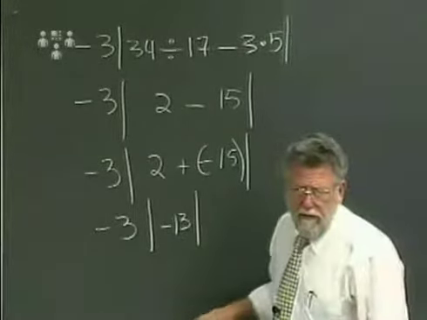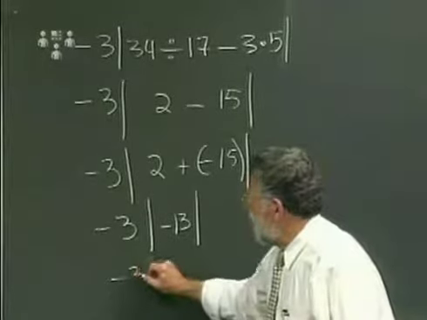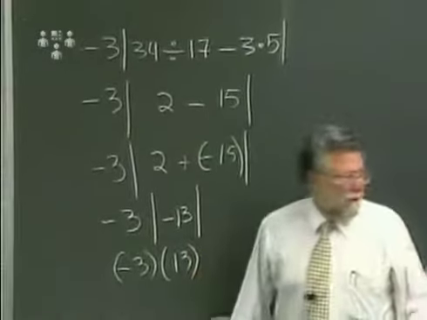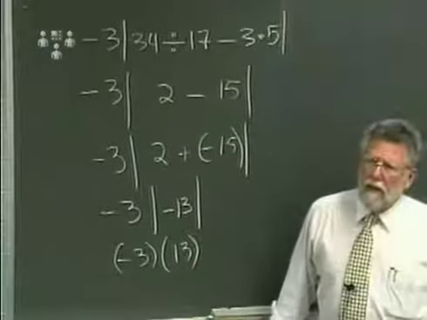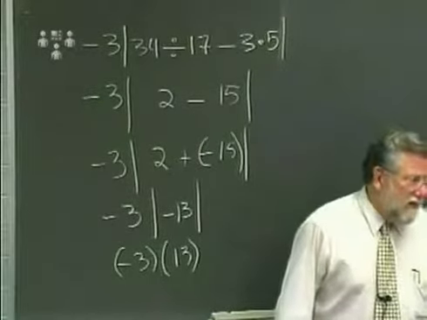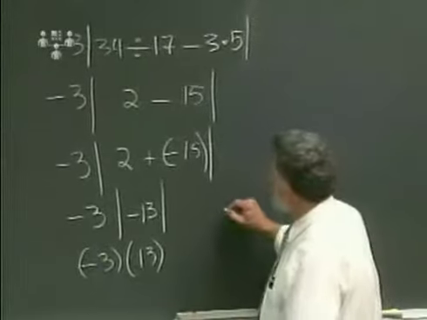Now, what is the absolute value of negative 13? 13. Just 13. So this means I have negative 3 times 13. And again, if I'm blocking you, look at the camera. Well, the absolute value of negative 13 is 13.